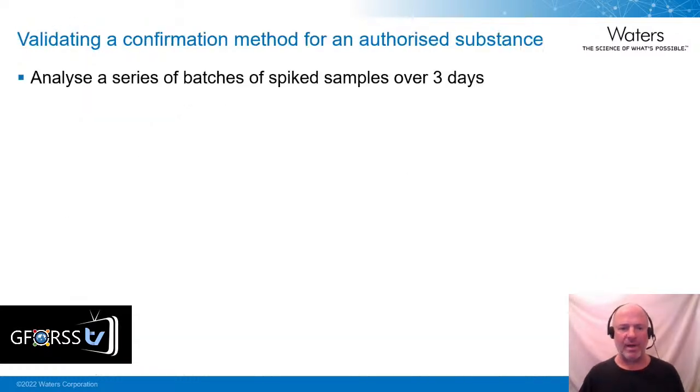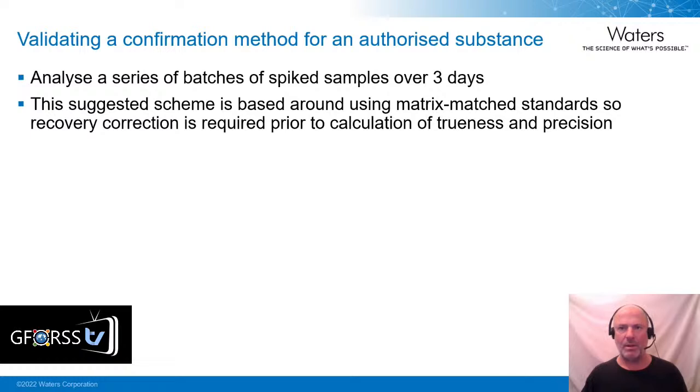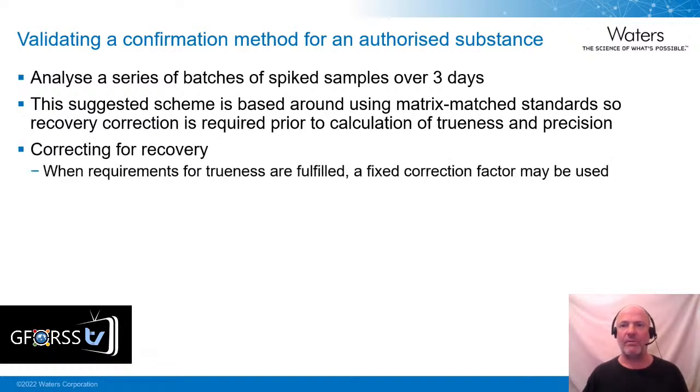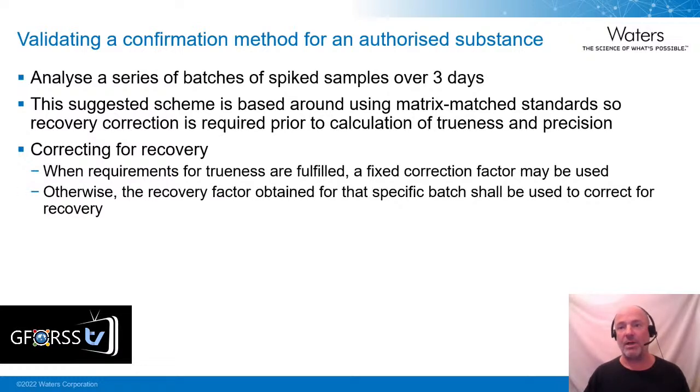This approach to confirmation is based around the analysis of a series of batches of spiked samples over 3 days. This particular suggested scheme is based upon using matrix matched standards, so we need to correct for recovery prior to any calculations of trueness and precision. When we do correct for recovery, when the requirements of trueness are fulfilled, a fixed correction factor may be used. Otherwise, the recovery factor obtained from that specific batch shall be used to correct for recovery.